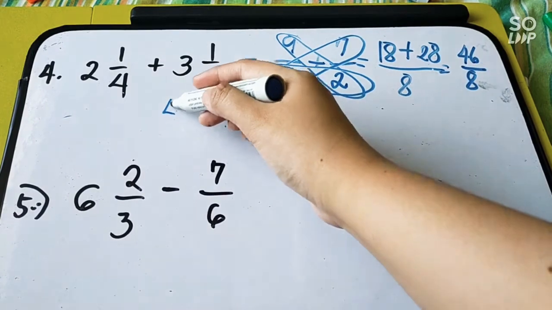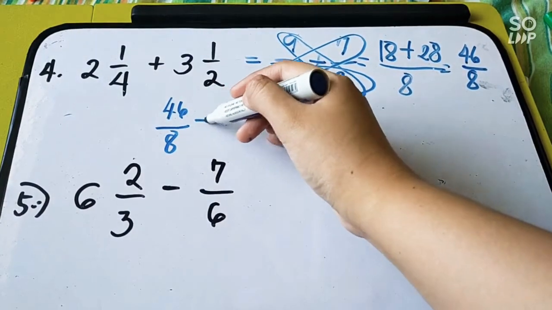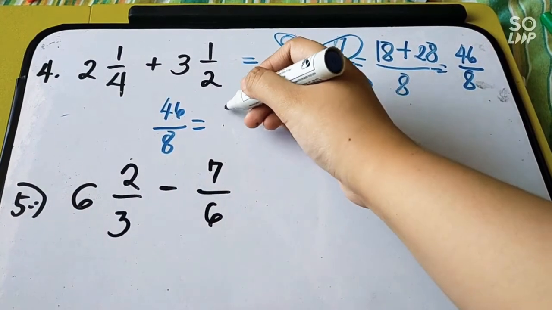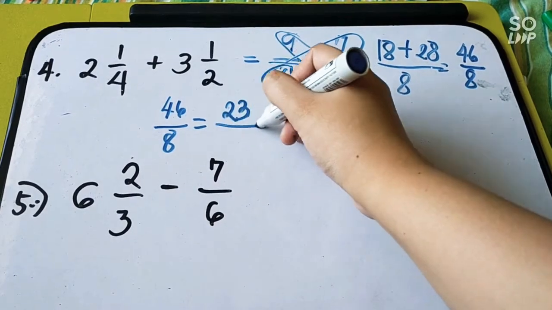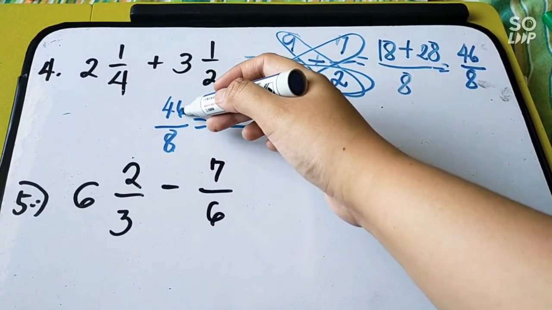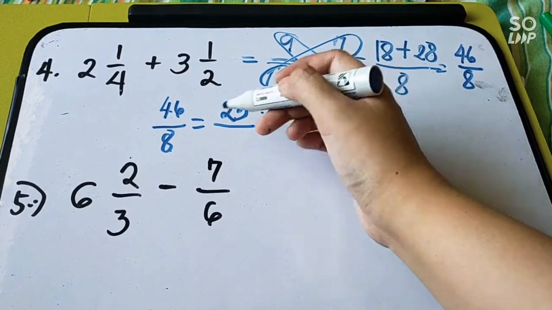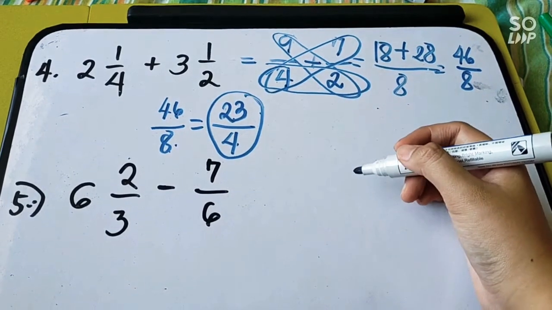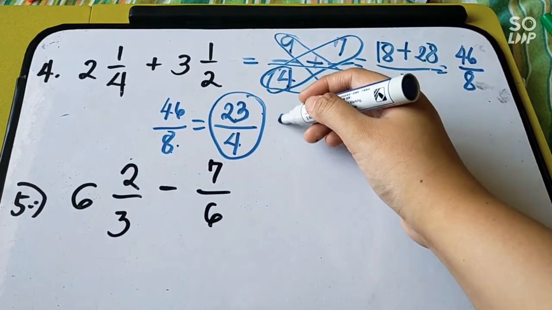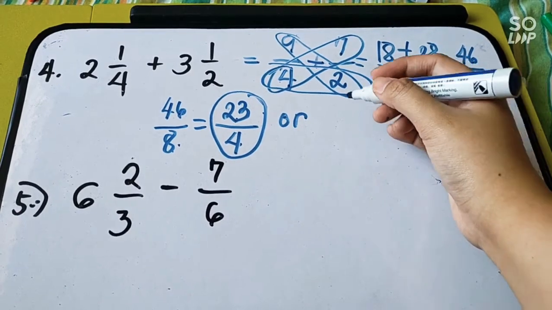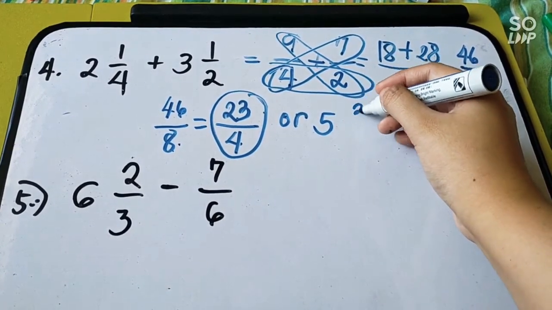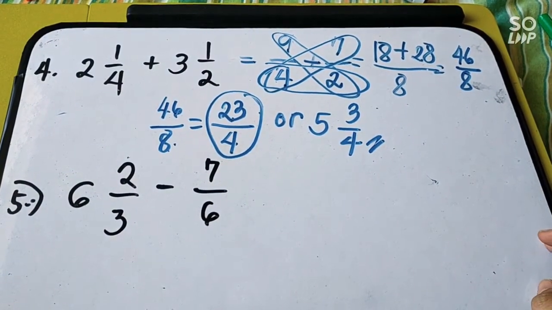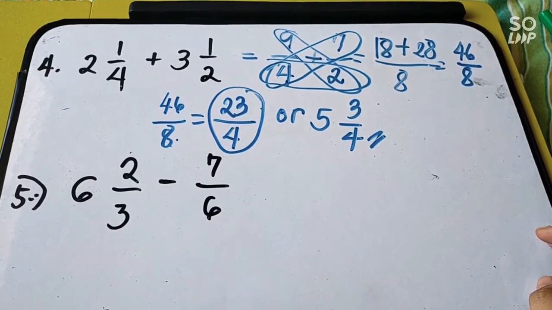Since we have the answer of 46 over 8, it is divisible by 2. So, we can simplify it as 23 over, 46 divided by 2, the answer is 23. And 8 divided by 2, the answer is 4. We have 23 over 4. Is it clear? Or change it into mixed number. The answer is 5 and 3 over 4. Ayun lang. Ganun lang kasimple. Okay? Next tayo. Let us have number 5.